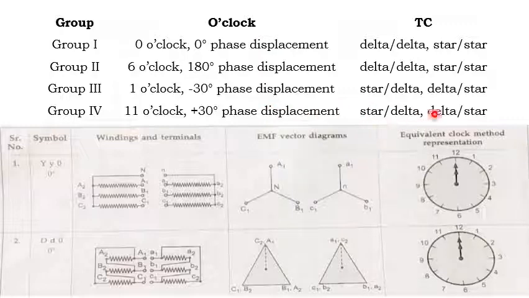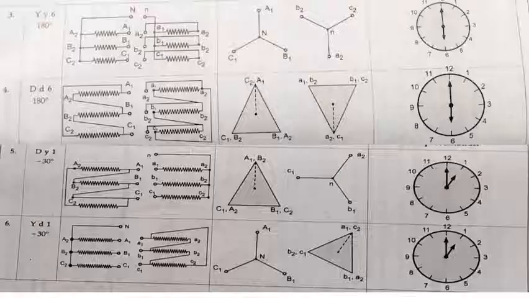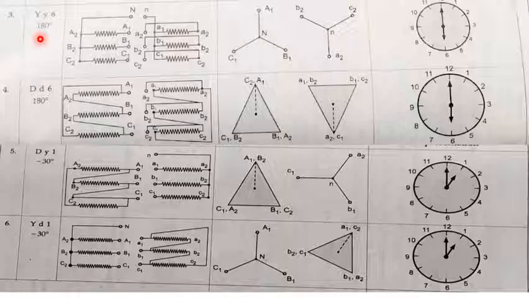This is star delta, delta star. That is capital Y, small d, and again here capital D, small y. So that is shown here. That is the equivalent clock method representation shown here. So see, that is 180 degree phase displacement, both cases, that is capital Y, small y, 6.